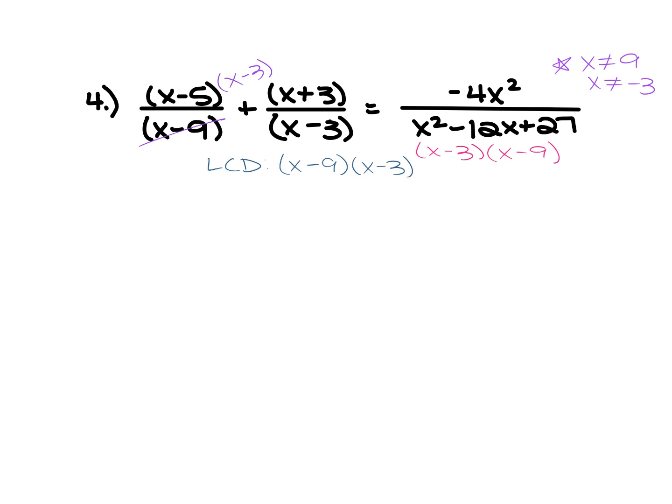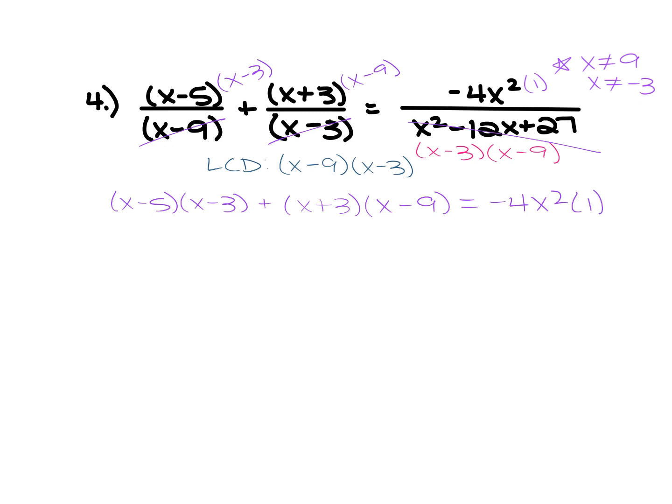For the next fraction, you have x plus 3 over x minus 3. X minus 3 is part of the least common denominator, so we cancel that out. Multiply the x plus 3 by x minus 9. Then with the last fraction, our least common denominator is the denominator, so we're going to cancel that out and multiply the top by just 1. So that means we are going to have x minus 5 times x minus 3 plus x plus 3 times x minus 9 is equal to negative 4x squared times 1.